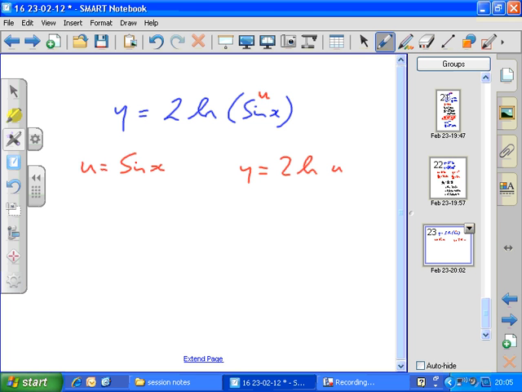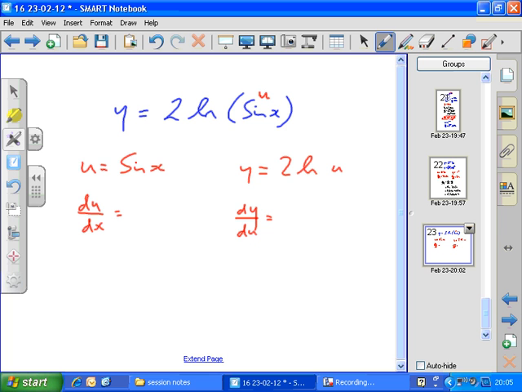Now we differentiate each part. Is u the power? Does that go as a power or is that just next to the natural log? No, it's just natural log of u. Because you let u equal sine x, so instead of it being the natural log of sine x, it's now the natural log of u. So now we're going to differentiate u with respect to x, and we're going to differentiate y with respect to u.